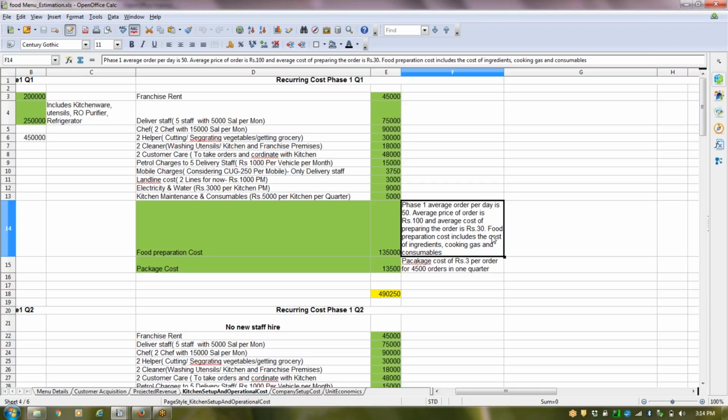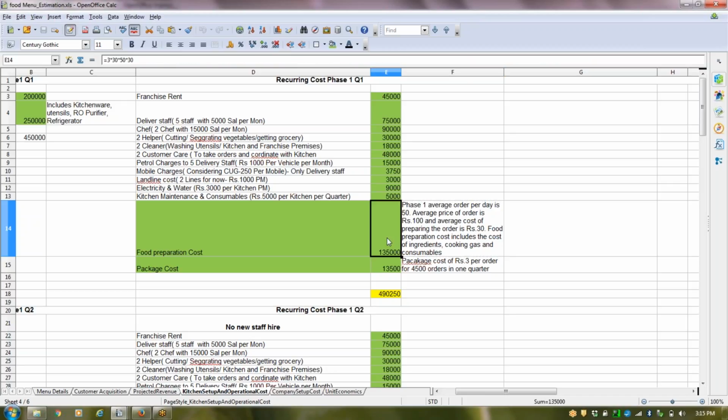So every day they are targeting 50 orders, and for these 50 orders, the average order cost is 100 rupees. And out of the 100 rupees you're getting from the customer, 30 rupees would be spent on the food preparation. That is, the ingredients for preparing the food. It does not include the salary. It does not include the rent. It does not include the electricity because those are fixed costs. This is COGS. So based on that, they have come up with a food preparation cost.